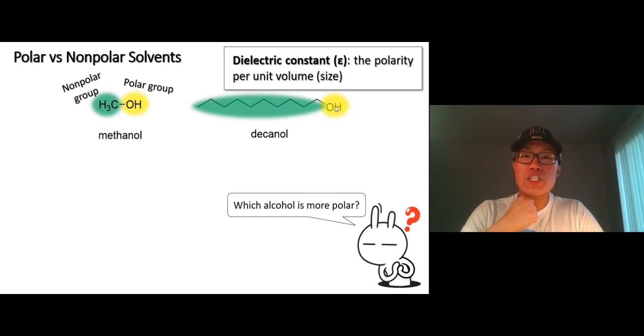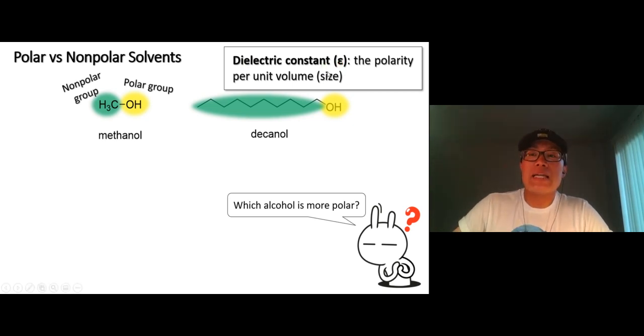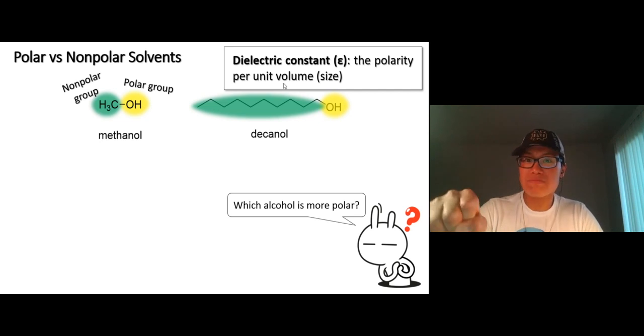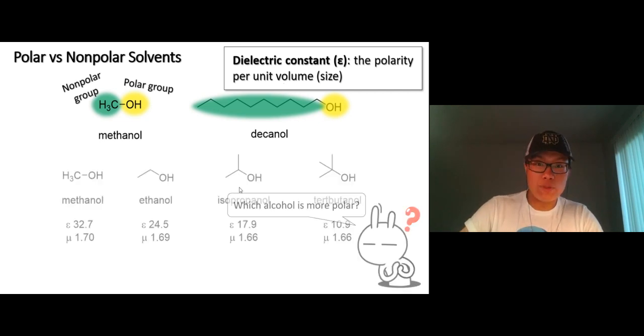So we have the term dielectric constant. That's a great term. The dielectric constant is basically the polarity of a molecule that considers the size, per unit volume. Consider the size of the molecule. If the molecule is really big and the polar unit is really small, it's non-polar. Let me give you some examples here.